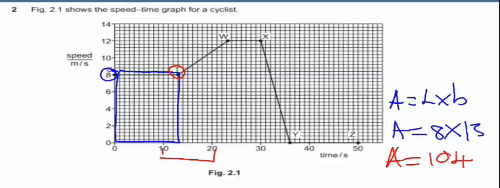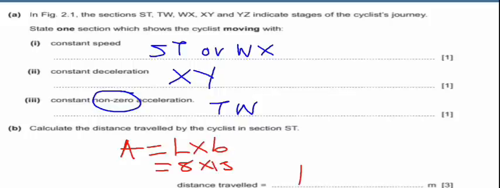So now this 104 is same as the distance traveled by an object from S up to T. So here we can just say the answer is going to be 104. Don't forget here they have included the units for us, which are meters. So do not include them. Let's see the next question.